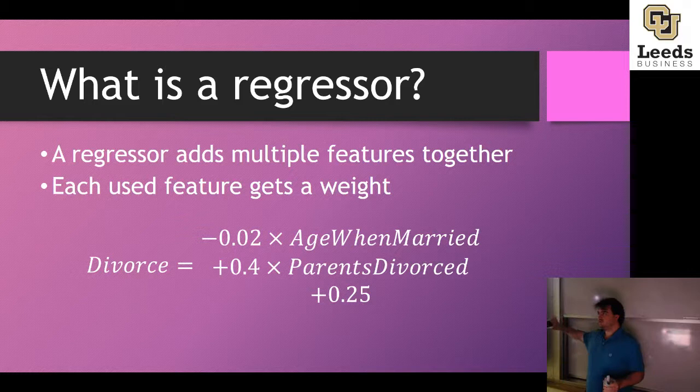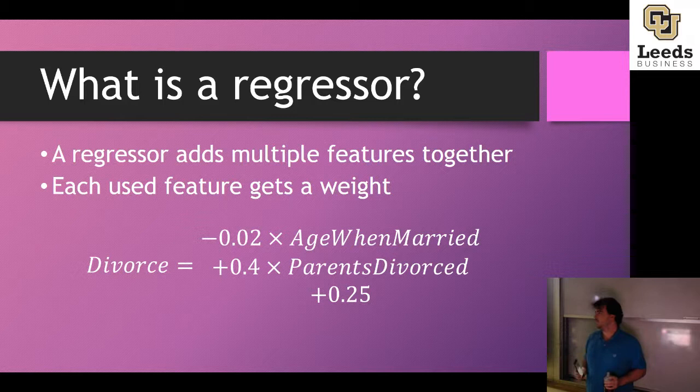This is, in its most basic form, how regressors work. They get a hell of a lot more complicated than this, but this is what it is at its heart. You have your features, they each contribute some amount, and you go from here. Are we cool with this? Do you guys understand this?